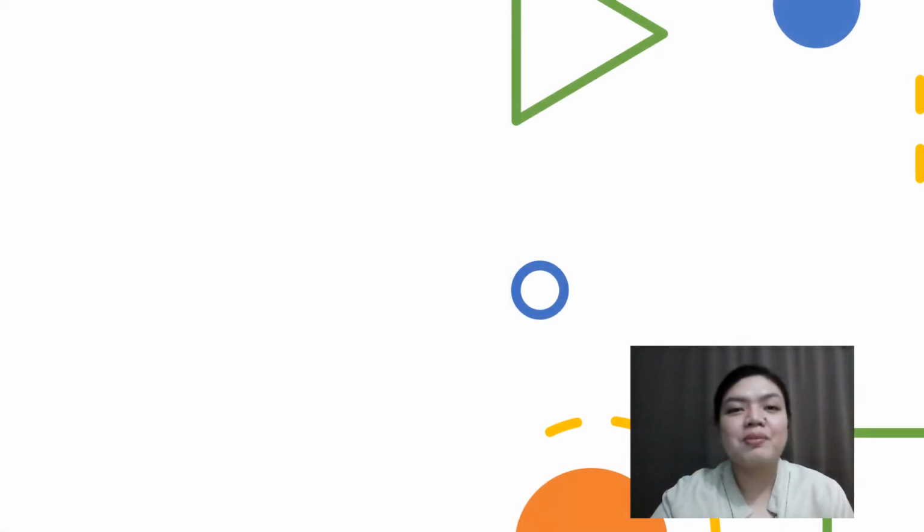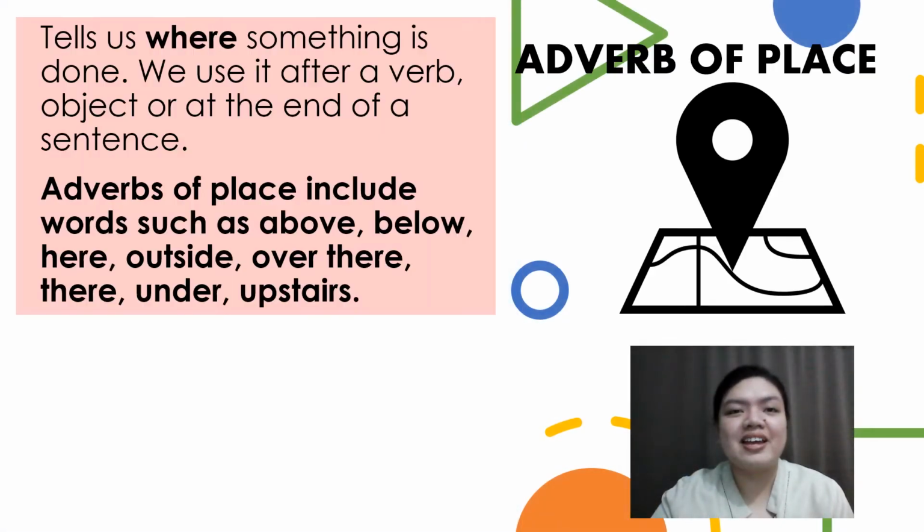The second type of adverb is the adverb of place. This adverb tells us where something happened or is done. We use it after a verb, object, or at the end of a sentence. Examples include above, below, here, outside, over there, under, and upstairs.